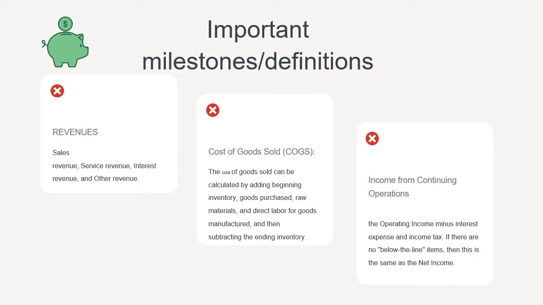Cost of goods sold, COGS. The cost of goods sold can be calculated by adding beginning inventory, goods purchased, raw materials and direct labor for goods manufactured, and then subtracting the ending inventory. Income from continuing operations. This is the bottom line, calculated as the operating income minus interest expense and income tax, and plus or minus non-operating revenues, expenses, gains, and losses, if there are any. If there are no below-the-line items, then this is the same as the net income.